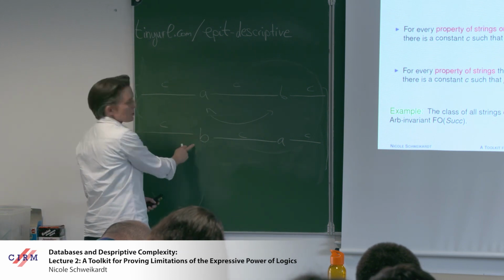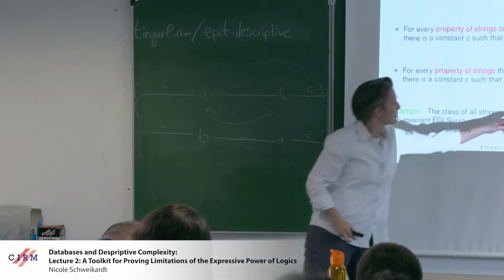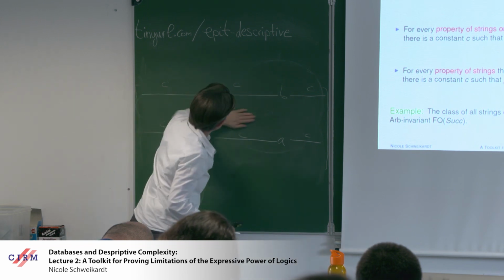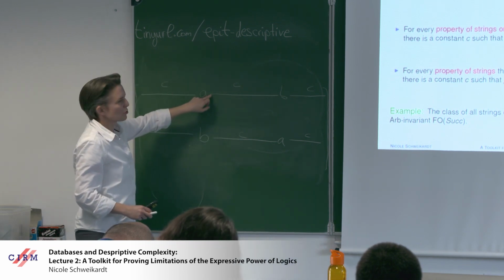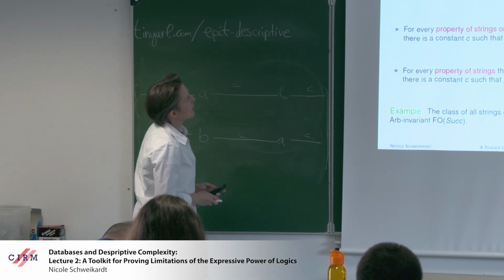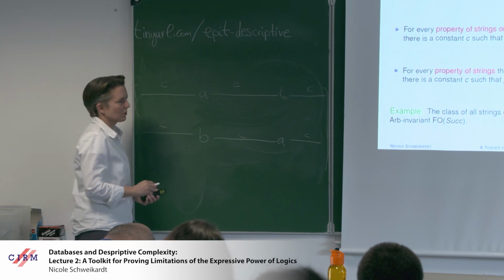So this is in the language, this isn't. Because my language says first the A, then the B. So this is a string which is not in the language. This is a string which is. Now, why are they equivalent with respect to these Hanf types?